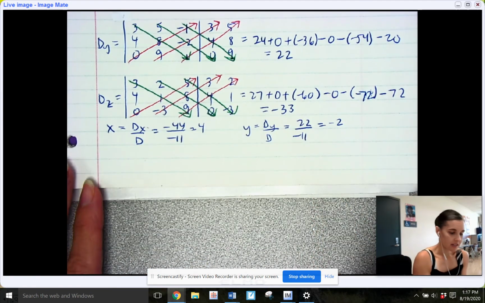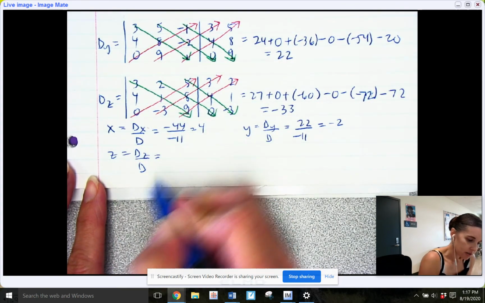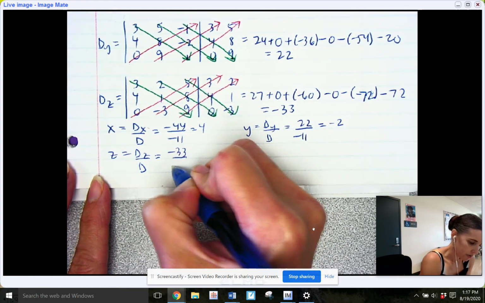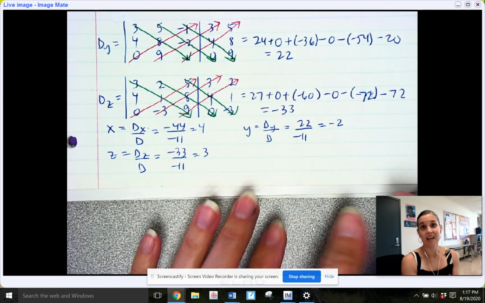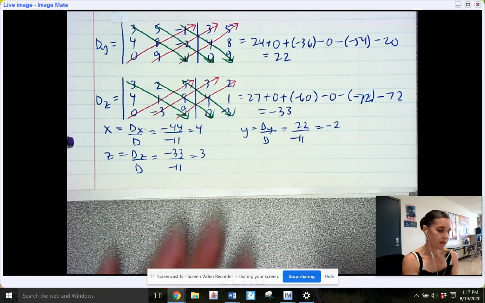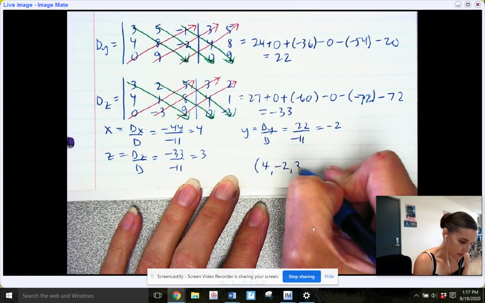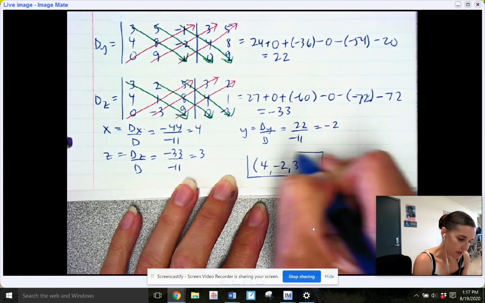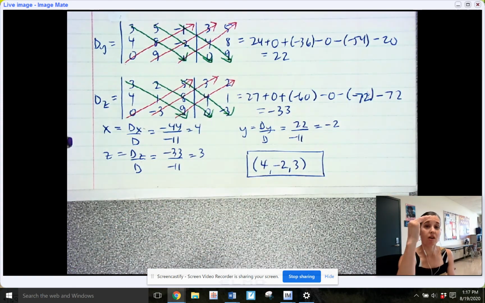And then finally, to find my z, it's the dz over d. So that would be negative 33 over the negative 11 to give me 3. So my final answer, writing it as a point, since this is a 3 by 3, I write it as an xyz point. So that would be 4, negative 2, 3. And again, if I want to make sure that I am correct, I would plug in that answer into the original system, into all 3 equations to make sure that I am good.